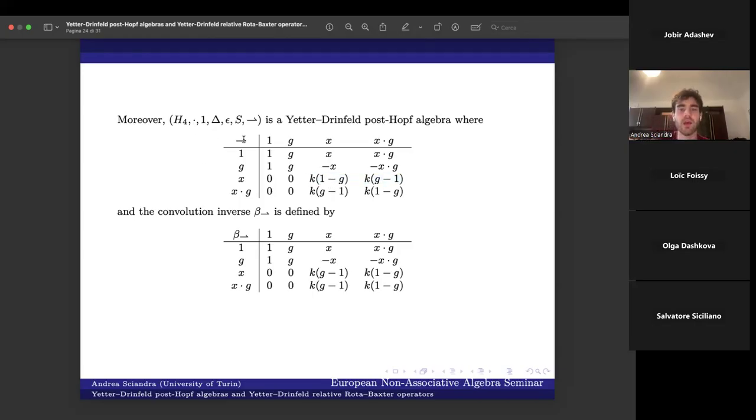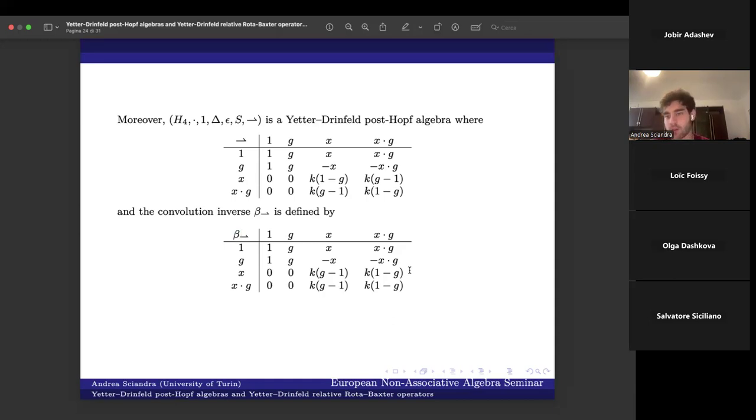To form a Drinfeld post-Hopf algebra, I also must tell you how the convolution inverse of this map is built, and it is exactly this one, this beta, which is the same as the harpoon, just for these two guys. In fact, you have to change signs. For the other it is identical.